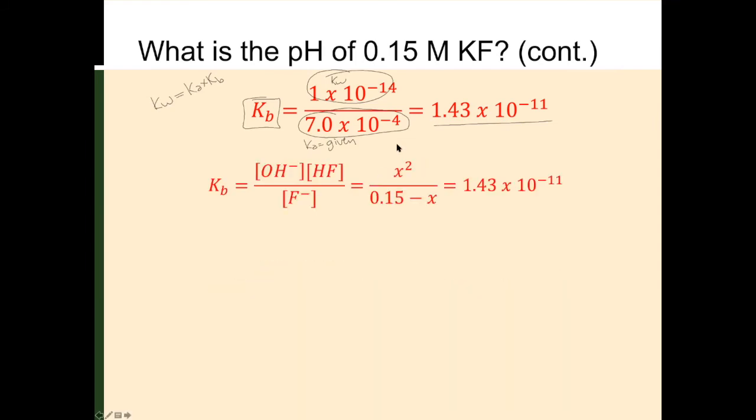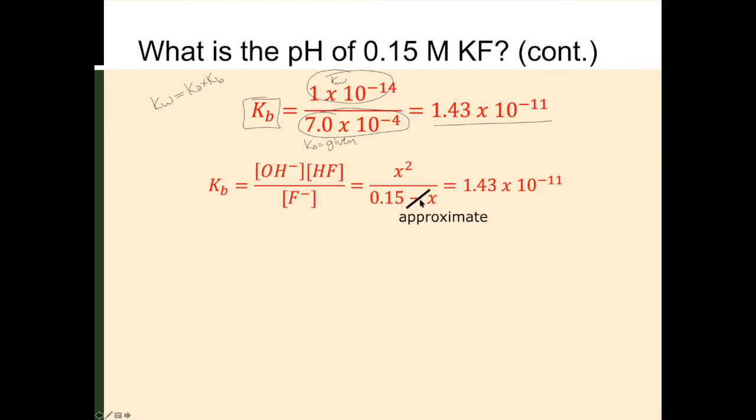Okay, so I substitute in my terms from my table to get x squared over 0.15 minus x equals this Kb that I just calculated. Now I recognize that I can use the approximation method, because if I multiply this Kb times 100, it's still smaller than this 0.15. So I can just ignore this minus x, and that makes the math a little simpler.